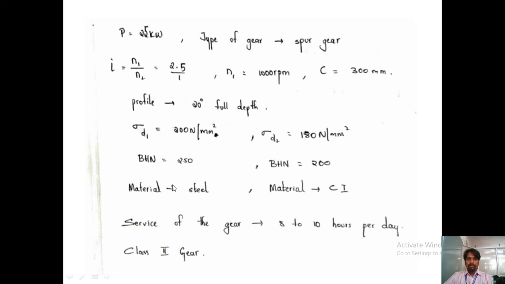And these are the properties of the pinion and the gear. The pinion is made of steel and the design stress is 200 Newton per mm square and Bhn is equal to 250. The gear is made of cast iron, and the design stress is 180 Newton per mm square and Bhn is equal to 200. The service of the gear is given as 8 to 10 hours per day, class 2 gears. By using these data, we need to design a gear.